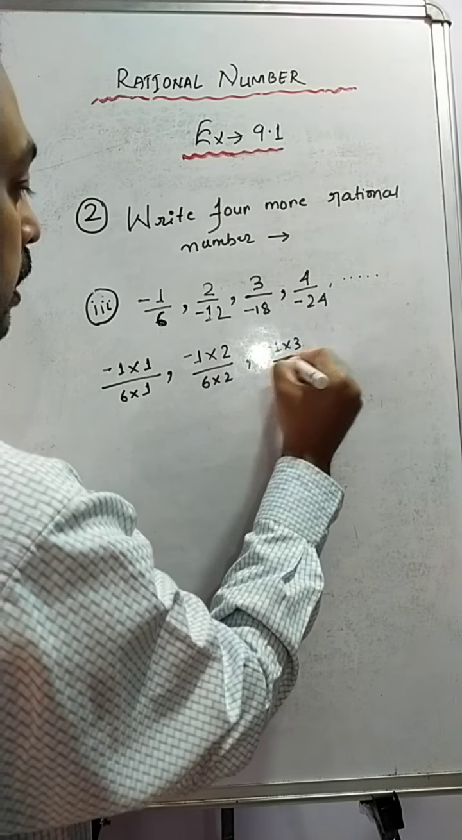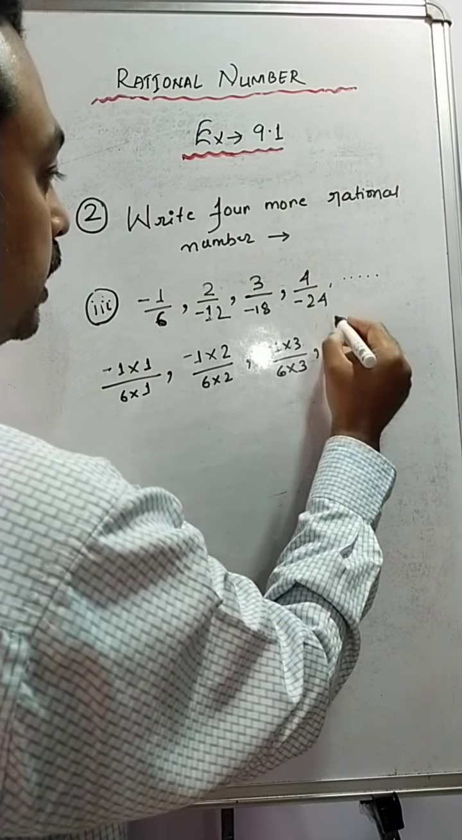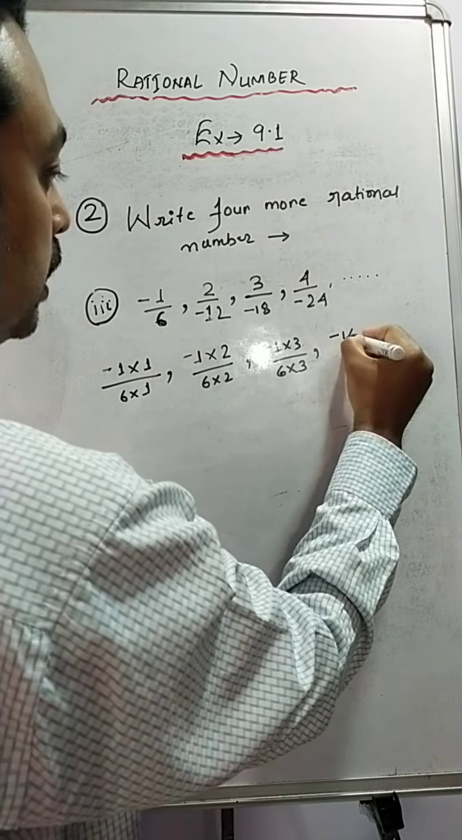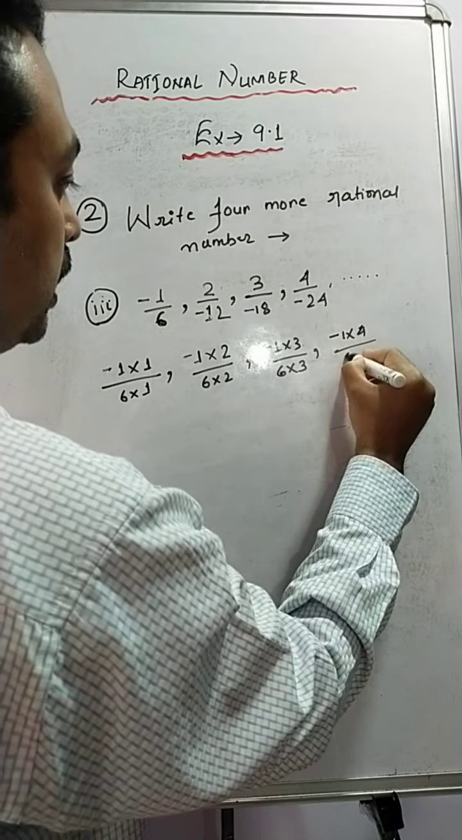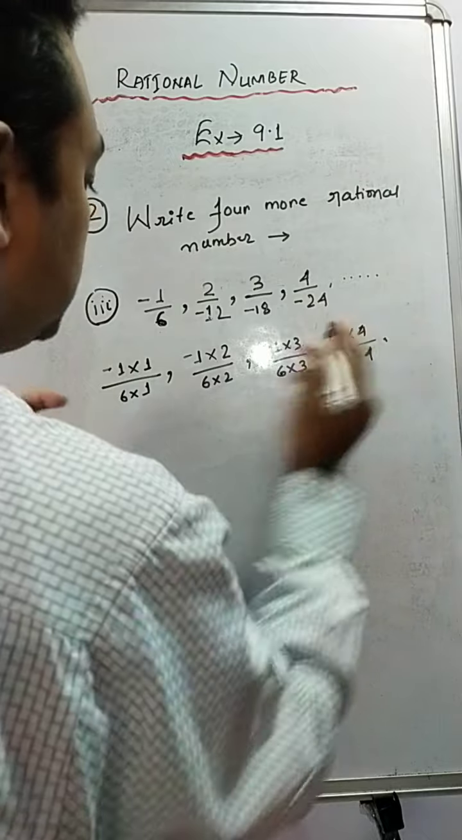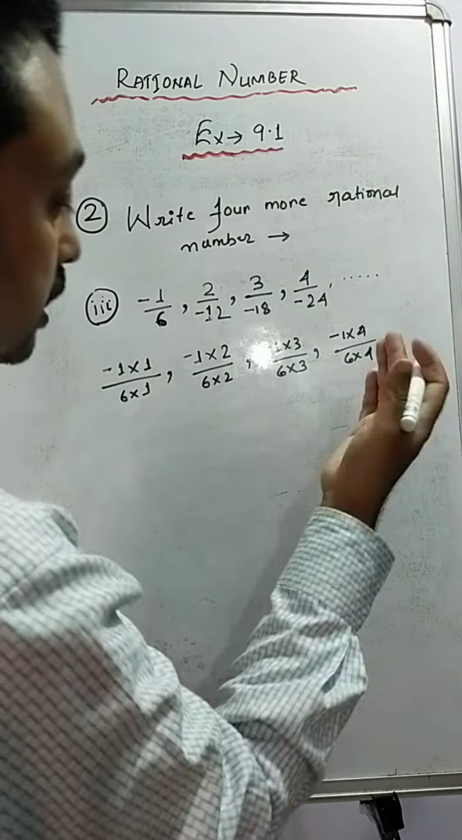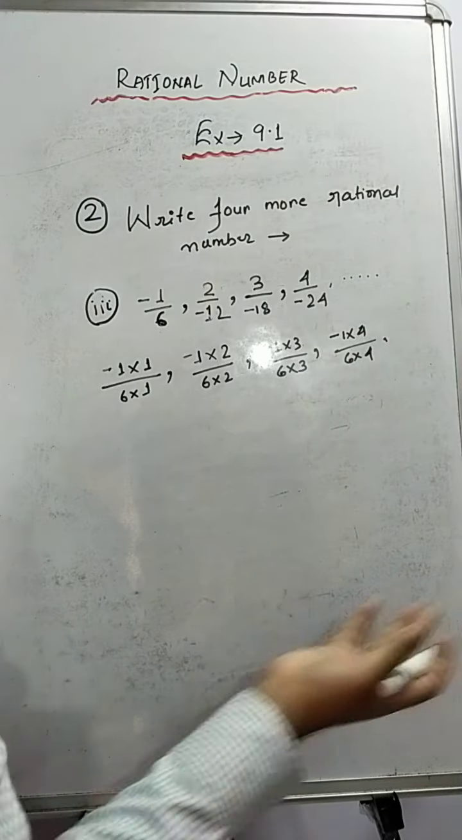Minus 1 into 3 by 6 into 3. The fourth rational number, how are we getting it? That is minus 1 into 4 by 6 into 4. Okay. Now this is how exactly the sequence is increasing. Now the next 4 rational numbers would be what? I hope all of you have understood.